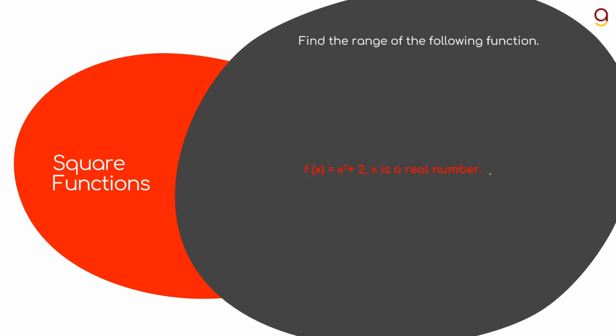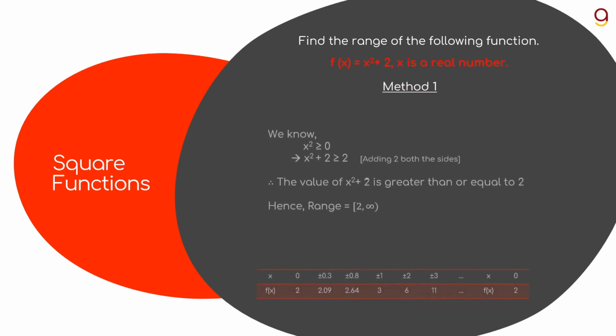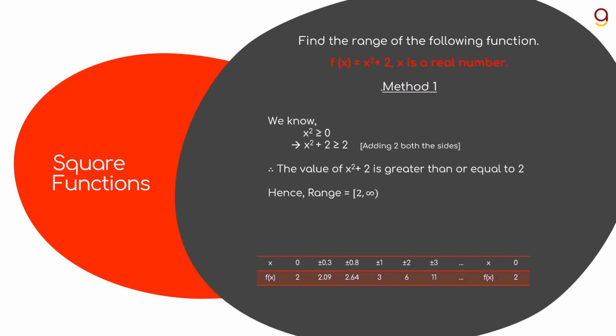Now let's see a question for the square function. So we need to find the range for this function. Here it's mentioned that x is a real number. We have the function f of x is equal to x square plus 2. So again we shall solve this using two methods, and you can use any of the methods which you find suitable. So let's start solving using the first method.